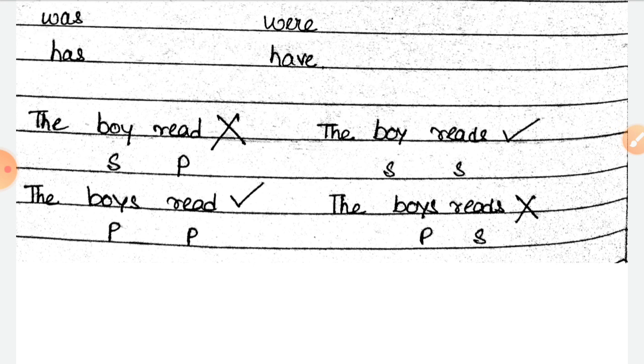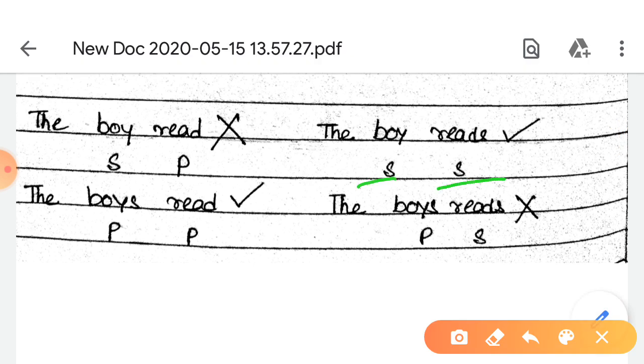Not "the boy read." Why? Because a singular noun takes a singular verb and a plural noun takes a plural verb. So you have to decide whether the verb is singular or plural. And I have already told you a singular verb will take S, but a singular noun will not take S. So you have to see singular, singular, plural, plural. But here is singular, plural, so it is wrong. Here is again plural and singular, so it is wrong.